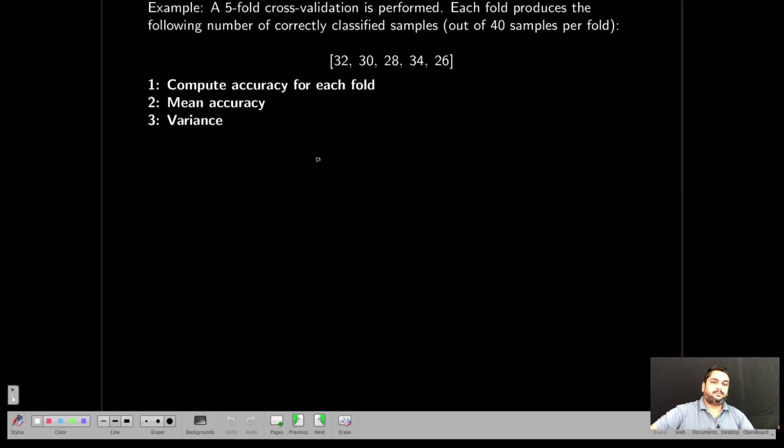So let us see an example. A 5-fold cross validation is performed. That means the data is split into 5 parts. Each fold produces the following number of correctly classified samples out of 40 samples per fold. In each fold there are 40 samples, and they are giving the correctly classified sample values here for each iteration. Compute the accuracy for each fold. Let us say A1 first. It will be 32 by 40.